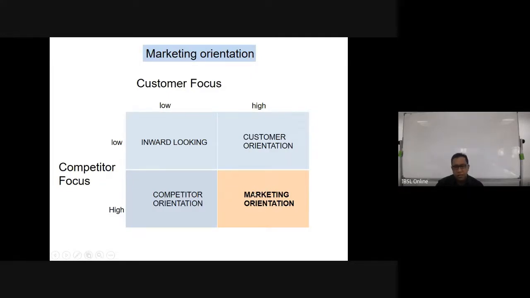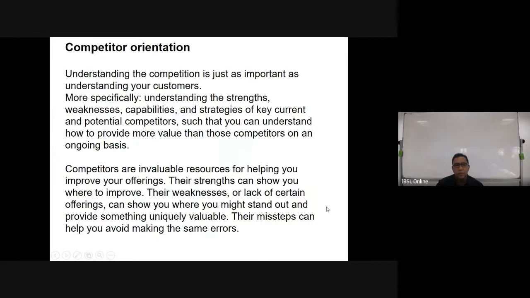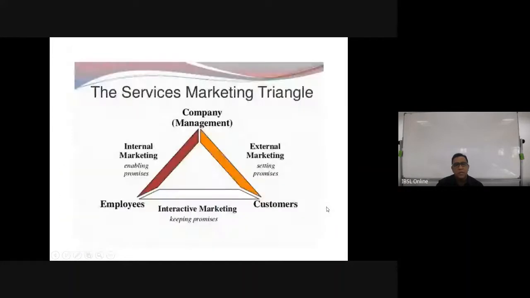In a marketing-oriented approach, you find there's a lot of customer focus and there's a lot of focus on the competition, or rather what's happening in the industry. Then you can give the best value to the customer because you know your customers very well, you know your competition very well. So some details about that.